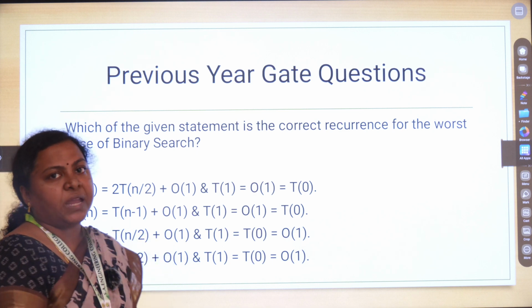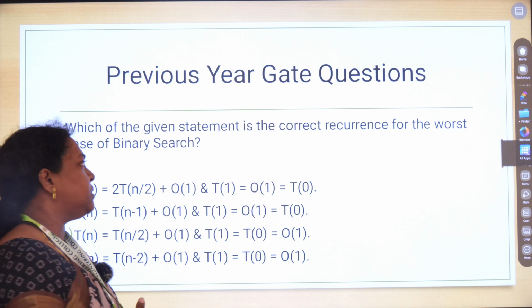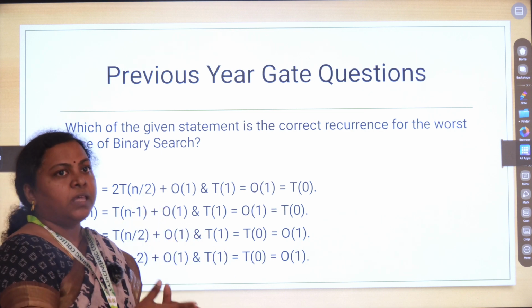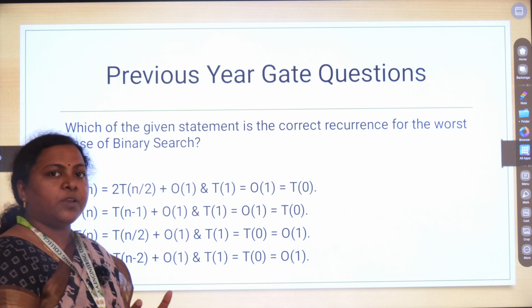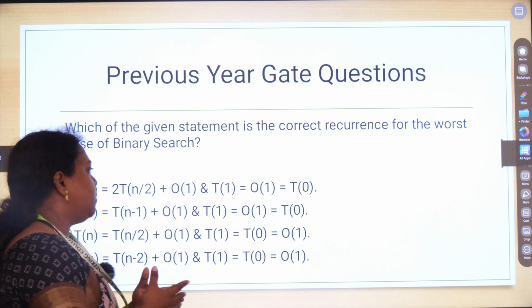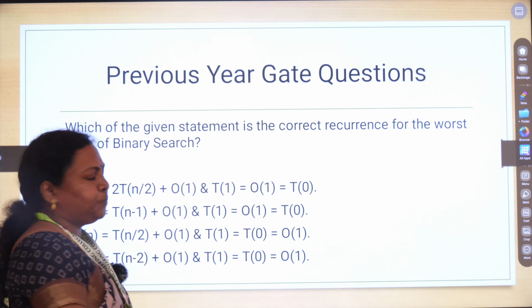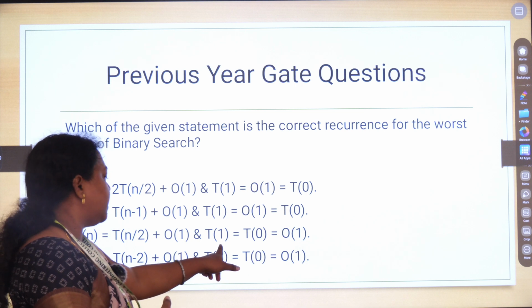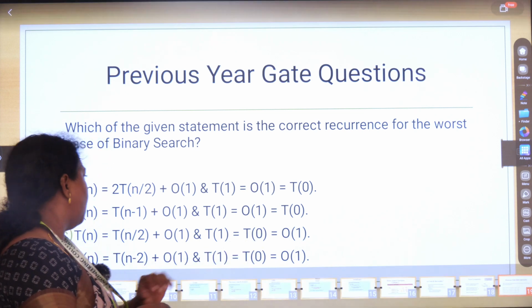So how is the binary search happening? In binary search, if the first record checked is the key, then the time taken for that particular record is T(1), or O(1). Sorry, the time taken for that is 1, that is O(1).